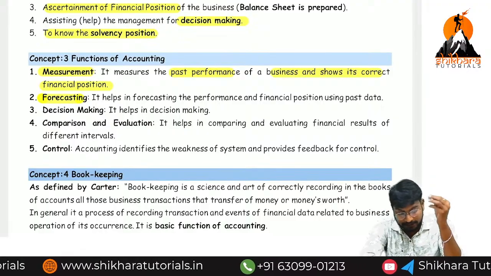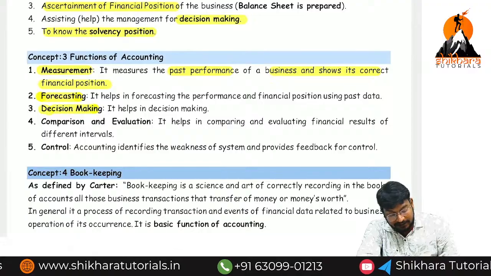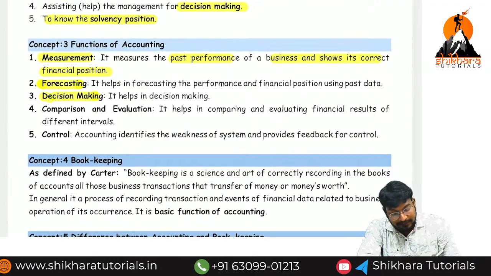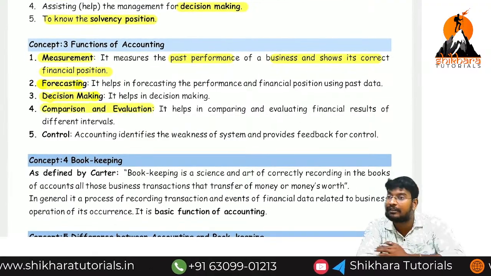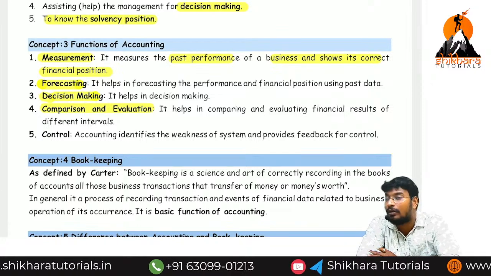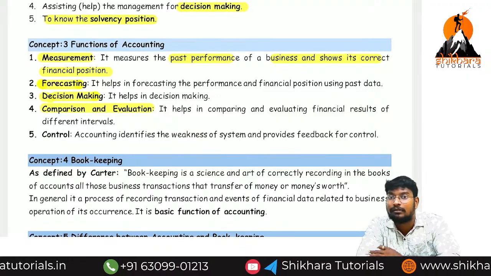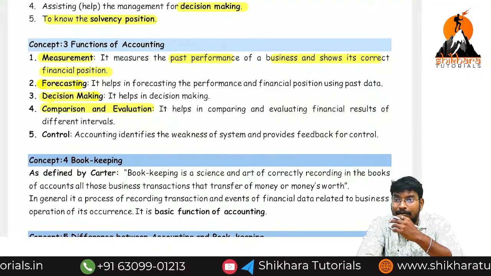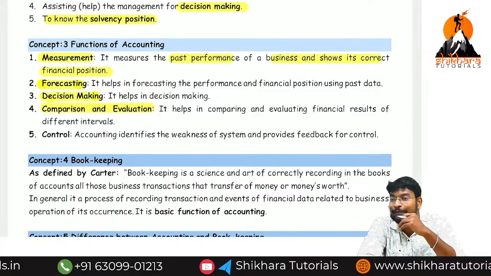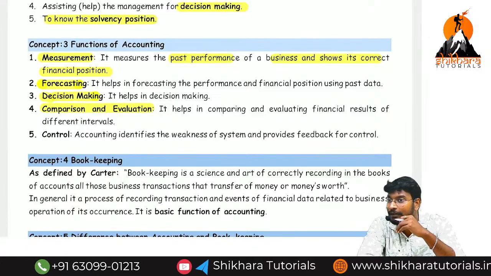Through financial accounting, we can take decisions. We can make the comparison and evaluation. What is the meaning of comparison and evaluation, amma? All the members will follow the same rules and regulations, or different rules and regulations? Same rules and regulations. We are having the GAAP, Generally Accepted Accounting Principles.